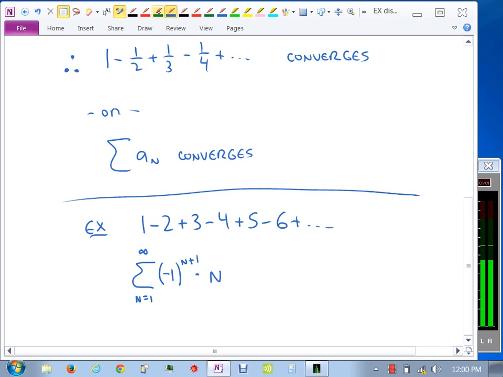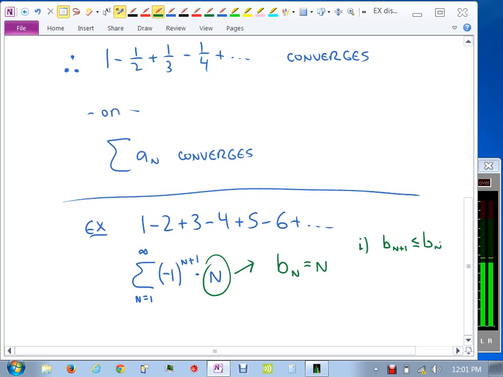So what's b sub n for us? b sub n is n. Yeah, but the negative one's still going to make it. That doesn't get around the fact that it's still n. Is the first condition met? What's that? Yes, but this is not a p series because of the alternating part.